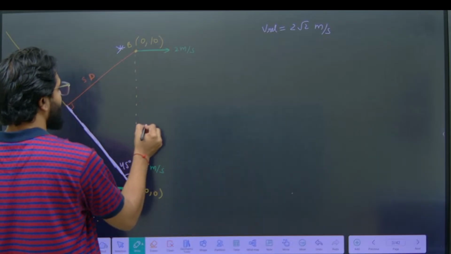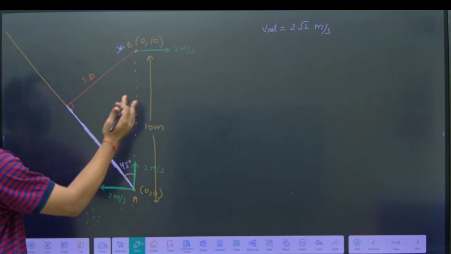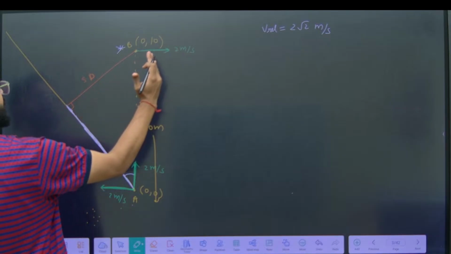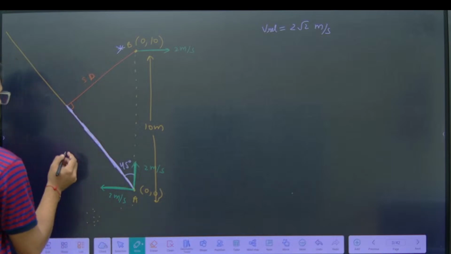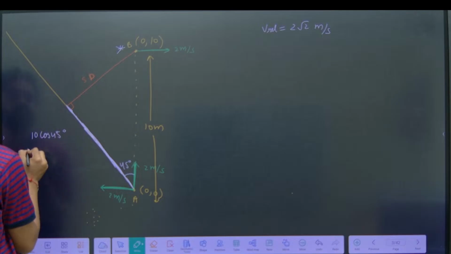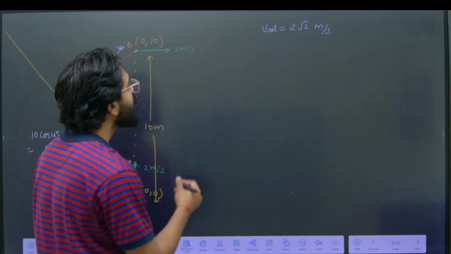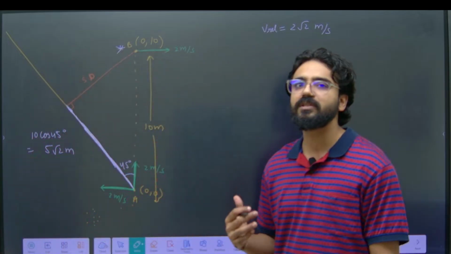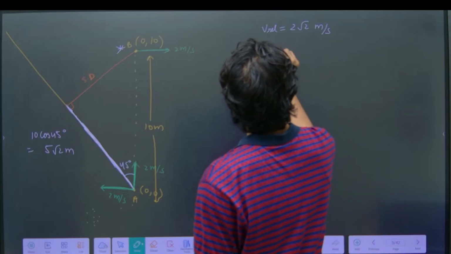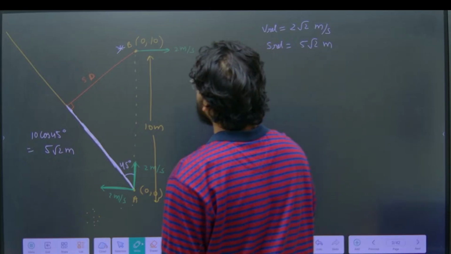The questioner has already given the value of 10 meter from here to here. If this is 10 and this angle is 45, can we say this is 10 cos 45? So what will it be? 10 cos 45 will be 5√2 meter, correct. So we also know how much S relative you have to move. So S relative will be 5√2 meter.